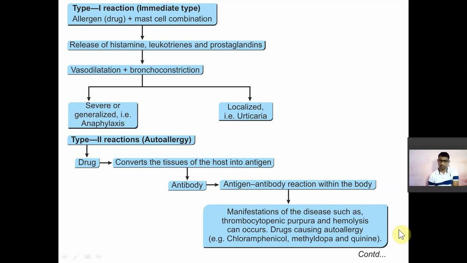ठीक है, जैसे क्विनिन, quinine will combine with the retinal cell, it will cause allergic reaction. Chloramphenicol is also there. Chloramphenicol will combine with the bone marrow cells and all that. Methyldopa is also there. So these are the type second allergic reactions. They are known as autoallergy. Type 1 is known as the immediate type of allergic reaction.